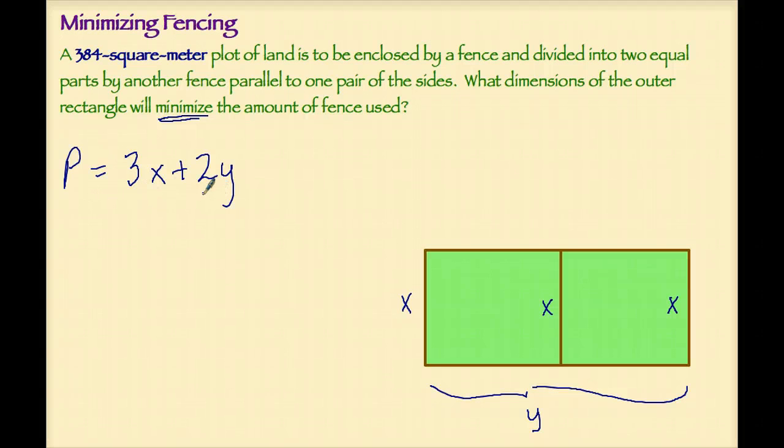Now, of course, as usual, we have more than one independent variable in our primary equation, so we need to set up a secondary equation in order to eliminate one of these variables. Fortunately, they give us the area of this plot of land. Now, remember, the area is not affected by the additional fencing in the middle. The area is still just going to be length times width here.